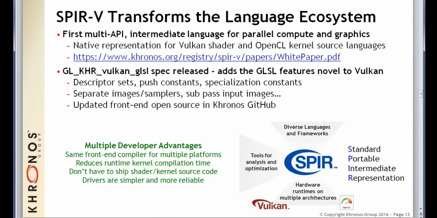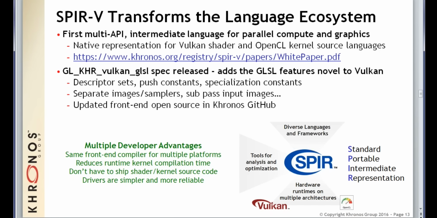I want to mention briefly SPIR-V, because new SPIR-V specifications launched on Tuesday, as well as the Vulkan spec itself. SPIR-V is the intermediate representation from Khronos. It's the first cross-platform, multi-vendor intermediate representation that has native support for Khronos type stuff, graphics and parallel computation. There's an excellent white paper from John Kessenich. I'd encourage you to read it if you're new to SPIR-V.